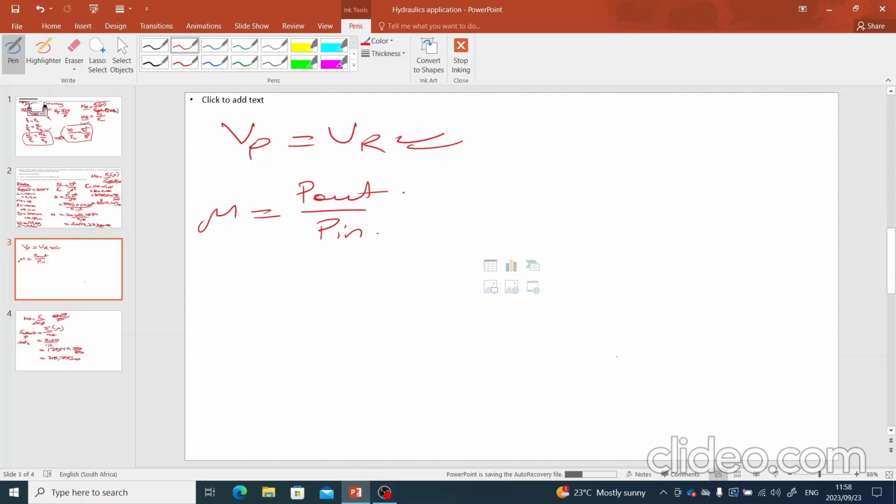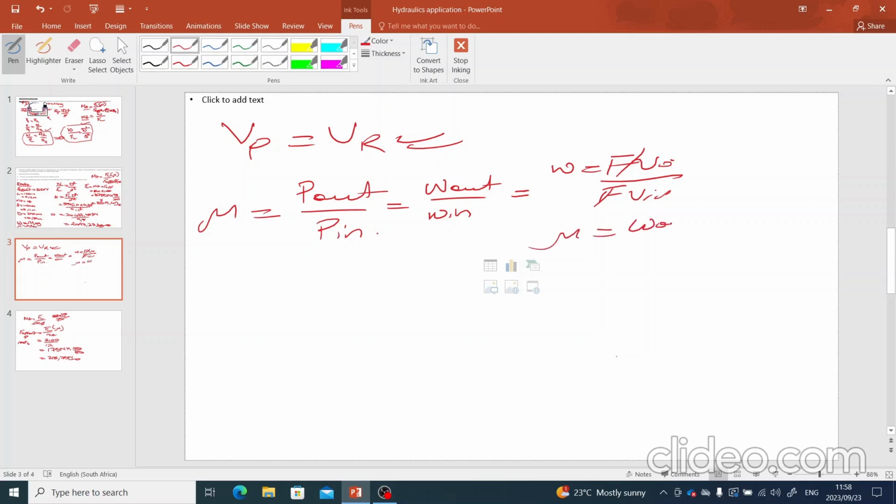Now we know that it is work out over work in. In calculating the work, it is force multiplied by V, right? It means the force is common, it will be V out over F over V in. The F and the F will cancel out. But we are given what? The efficiency. It means now you have efficiency equals work out over work in. Hence the force and the force will cancel out. And now this is what we have here. We have efficiency equals V out over V in.